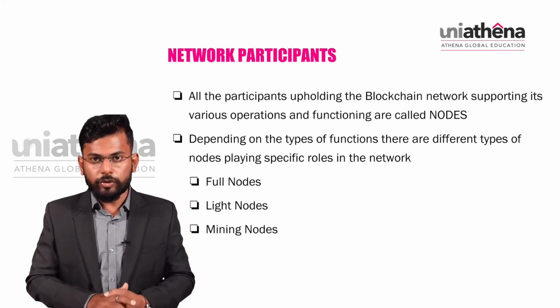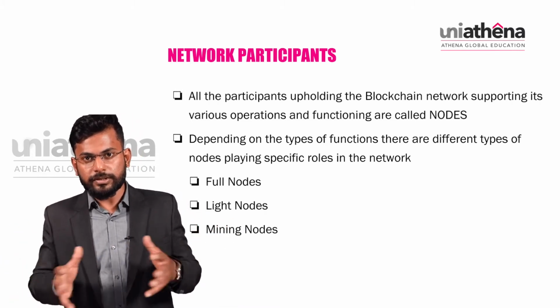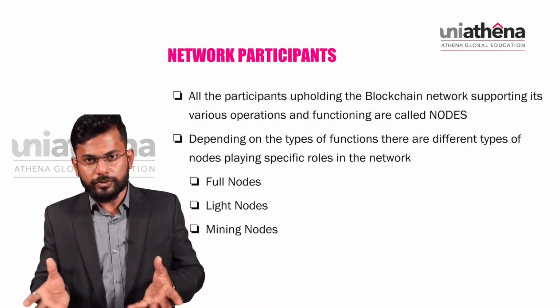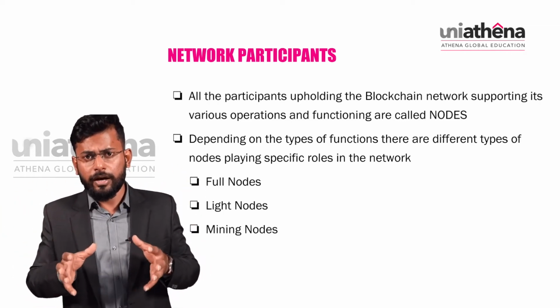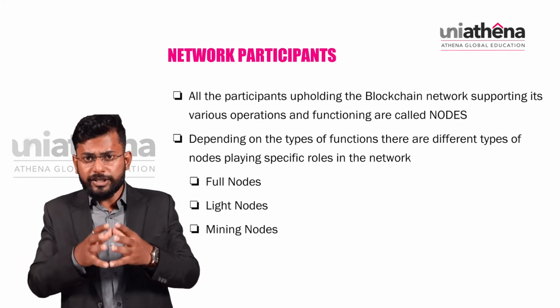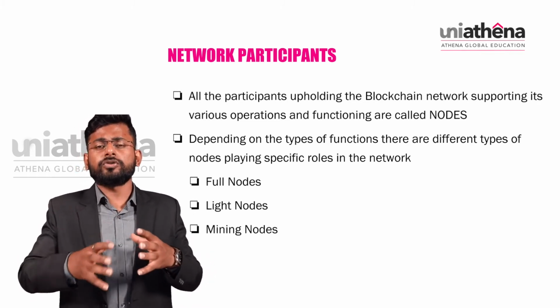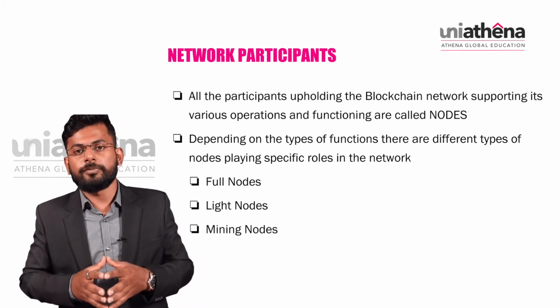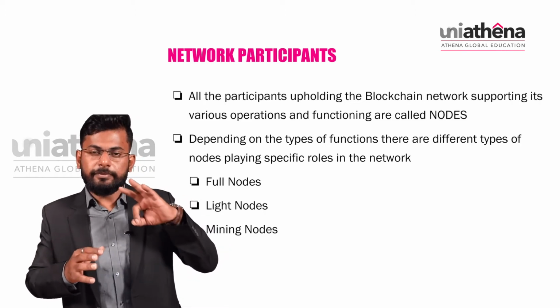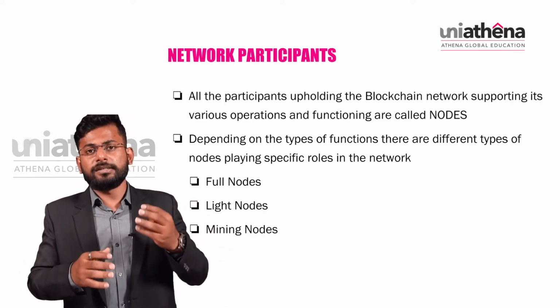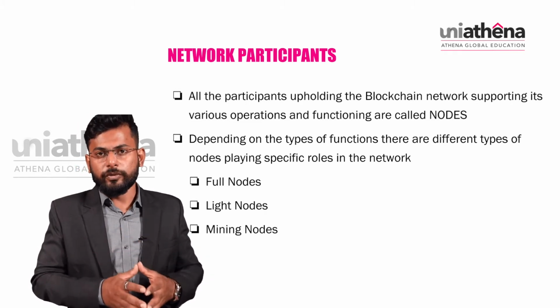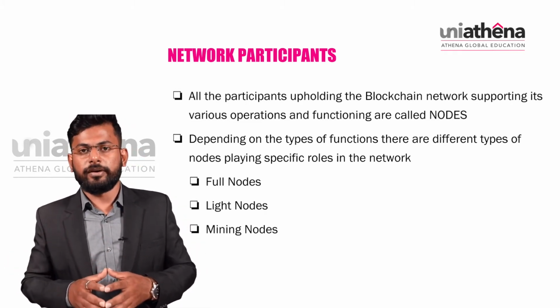Exactly in this case also, the Bitcoin blockchain is an ecosystem. It has a lot of participants and a lot of nodes in the network. Those nodes are connected with each other, but all the nodes also have some kind of roles and responsibilities. So there are three basic types of nodes in the Bitcoin blockchain network. The first is the full node. What are full nodes and what are their roles and responsibilities?